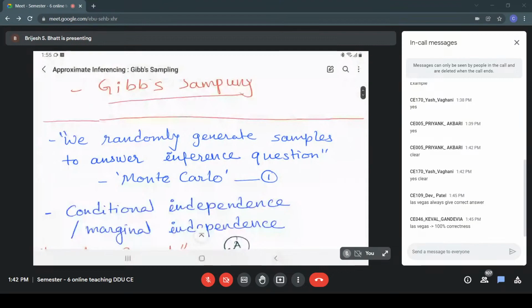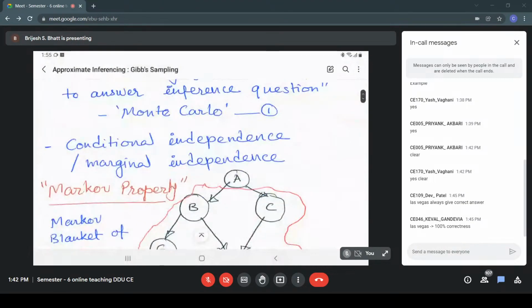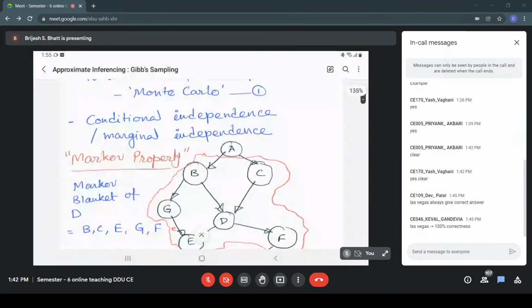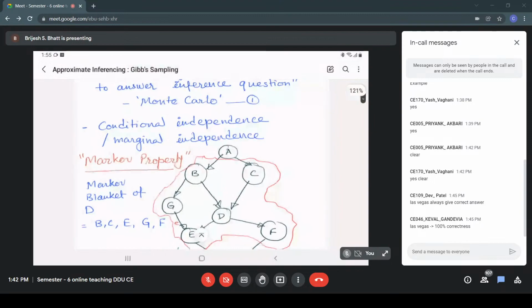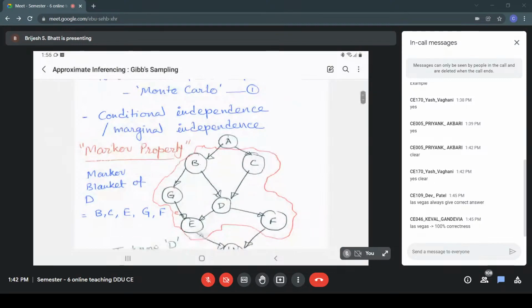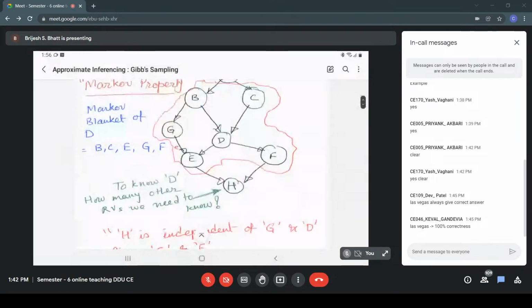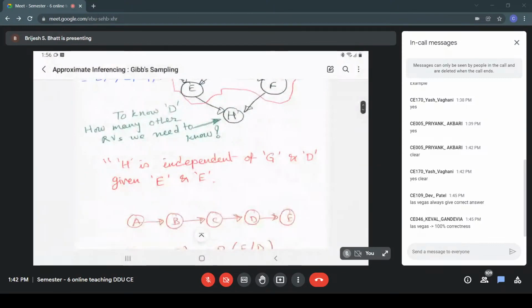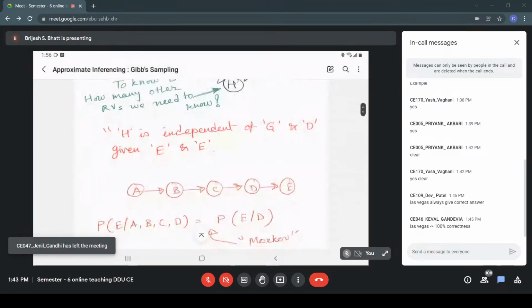Then we introduced conditional independence and marginal independence, and we defined a Markov property called Markov blanket. So we say that if you want to decide about B, you only need to look at the neighbors of B, that is C, G, E, and F. So in a graph, it is the Markov blanket. On a linear graph, a special kind of graph where the nodes are arranged linearly, it is called a Markov chain.